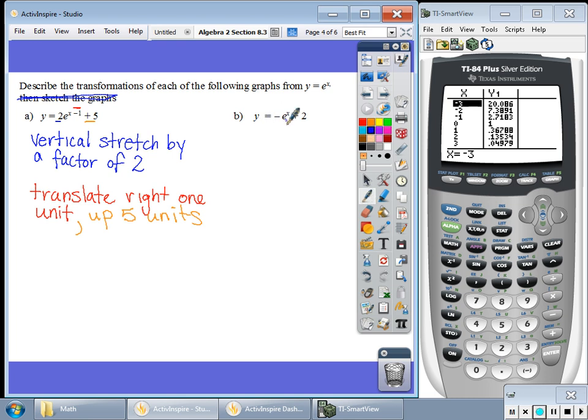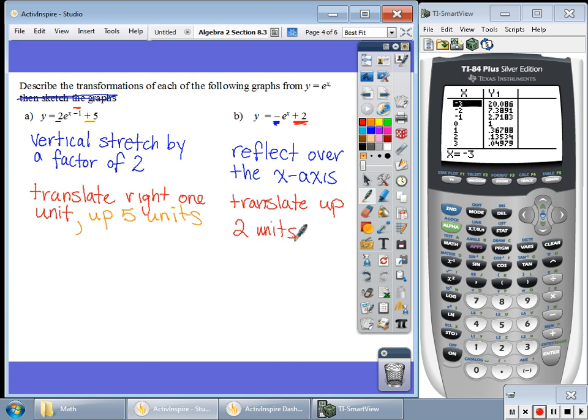For here, y equals negative e to the x plus 2. Because of the minus on the outside there, that is a reflect over the x-axis. And then with the plus 2 on the outside, translate up 2 units. Okay, so our rules that we've been doing with our exponential growth, with our square root function, with our cube root function, with any function really, they still apply to e to the x.